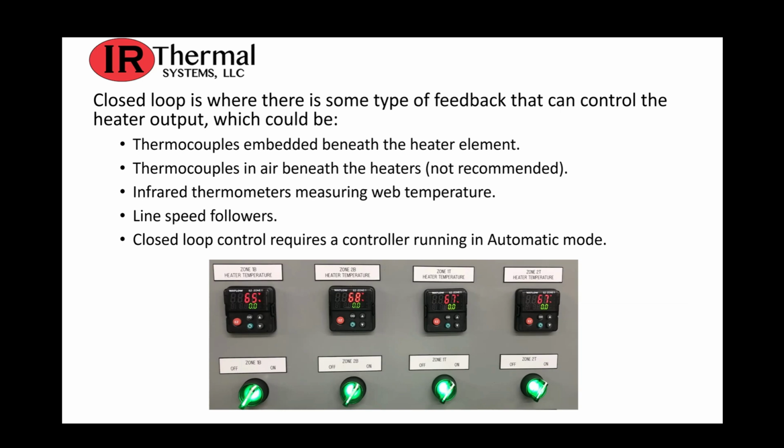You also have infrared thermometers that could measure the actual web temperature. That's where you're looking at the temperature of the product itself, and you're feeding that back to the controller to make sure that it's consistent. You also have line speed followers, and closed loop control requires a controller running in some sort of automatic mode, where it's adapting the temperature based upon what the sensors are feeding back.